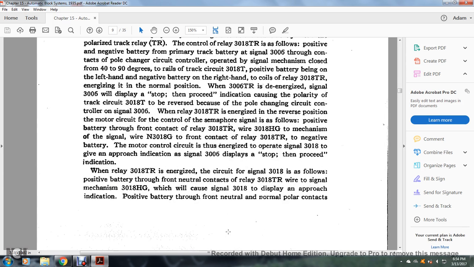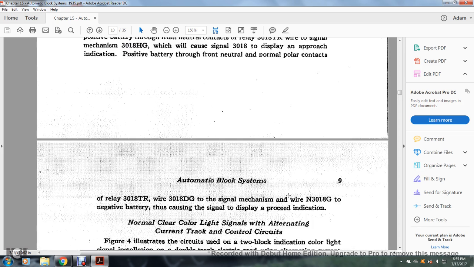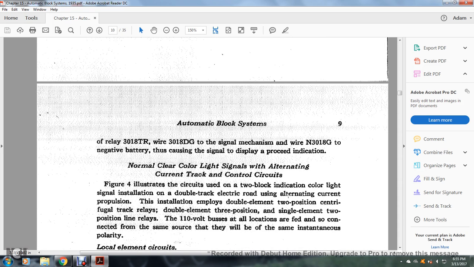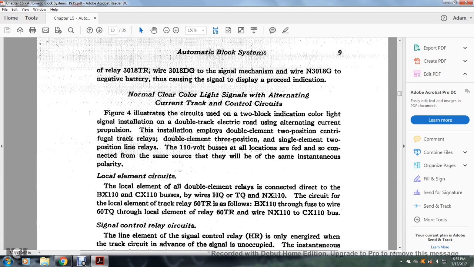When the 3018 TR is energized with the circuit, the signal with the 3018 is followed with the positive battery through the neutral contacts relay of 3018 TR wired to the signal mechanism 3018 HG, which will cause the signal of the 3018 to display an approach indication. Positive battery through the front neutral and normal polar contacts of relay 3018 TR, wire 3018 DG, the signal mechanism wire number 3018 G2, negative battery, causing the signal to display the proceed indication.